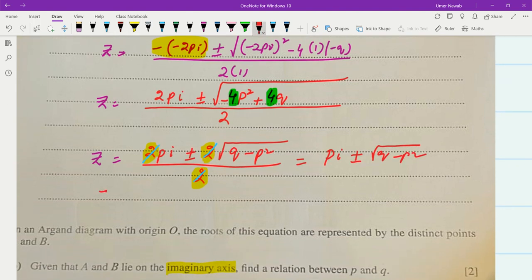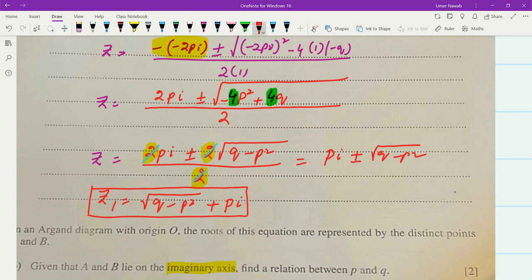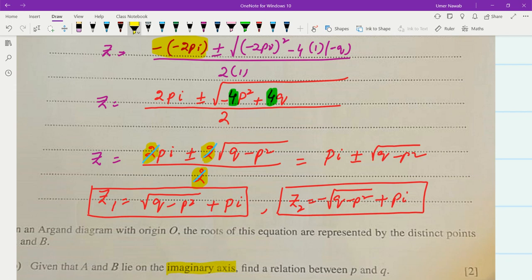So what are the roots? z1 is equal to the square root of q minus p squared plus p iota. This is my first root, and my second root is minus the square root of q minus p squared plus p iota. Let me highlight the roots which we have found.